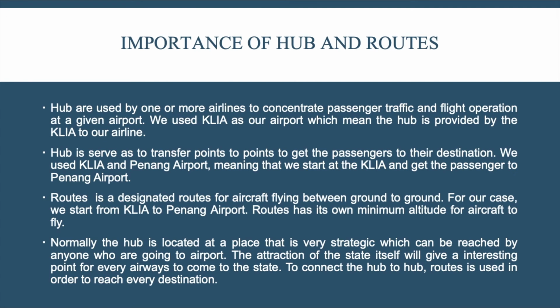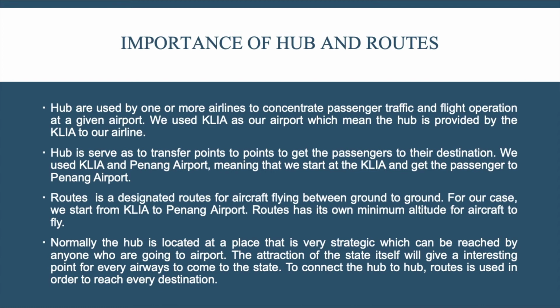The importance of hub and routes. Hubs are used by one or more airlines to concentrate passenger traffic and flight operation at a given airport. We use KLIA as our airport, which means the hub is provided by KLIA to our airline. A hub serves as a transfer point for passengers to their destination. We use KLIA and Penang Airport, meaning that we start from KLIA and get the passengers to Penang Airport.